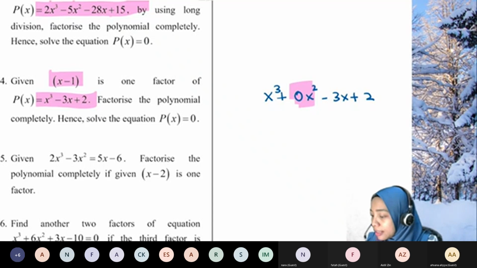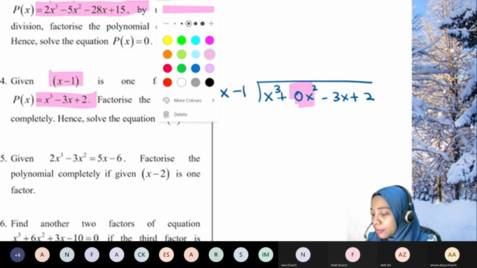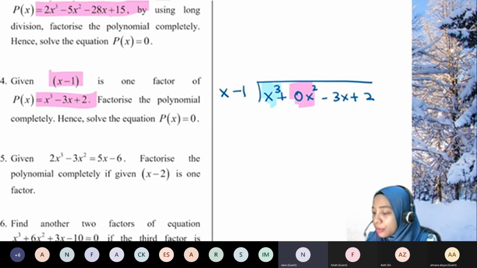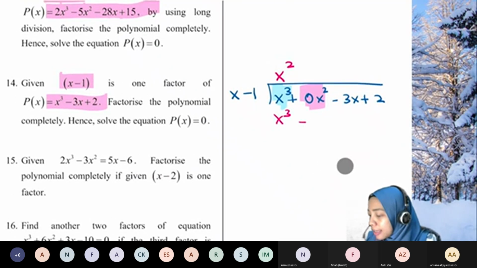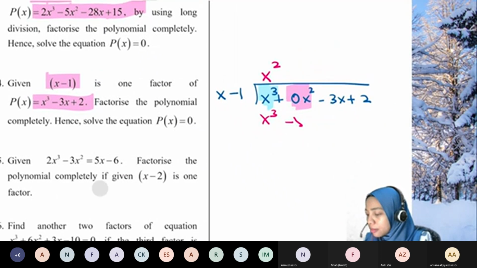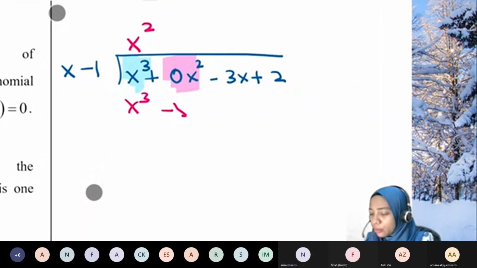Okay, jadinya buat saja macam biasa. Okay, X minus 1. Okay, think of what makes X cube. X square. Okay, what makes X cube? Okay, you dah kata X square. Betul. Okay, so X square. So dapat X cube minus X square. Sebab kalau you tak buat ni, you akan terbuat salah.